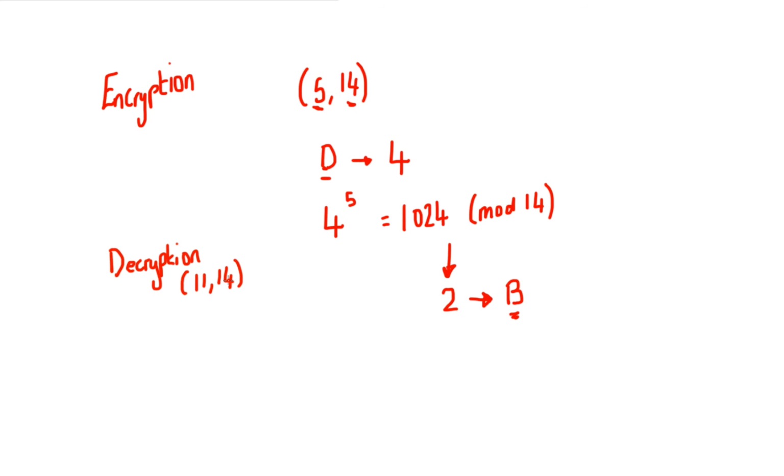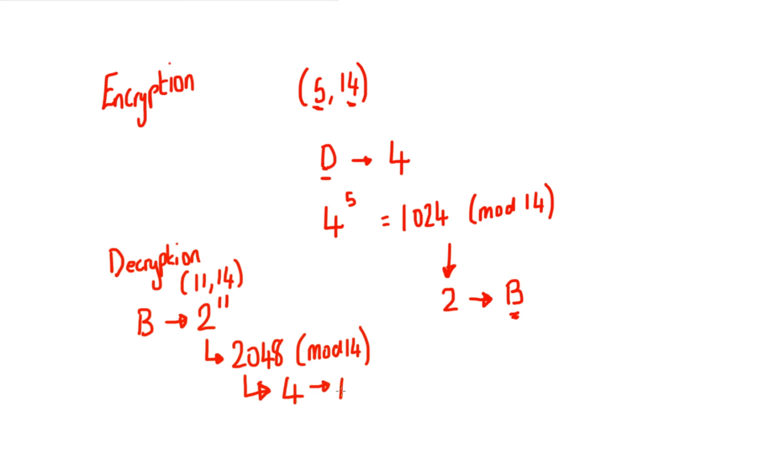And the process stands where this is my cipher. I'm going to turn this into a number, so B would be the number 2, and then I'm going to raise it to the power of the first number again, 2 to the power of 11, and that gives us 2048. And you do the same thing again. We mod that with 14, and what that gives us is 4 after you've done the remainder. And if we convert that back, that becomes D, which was our original data.